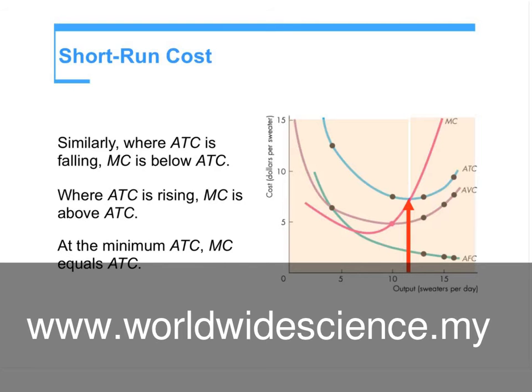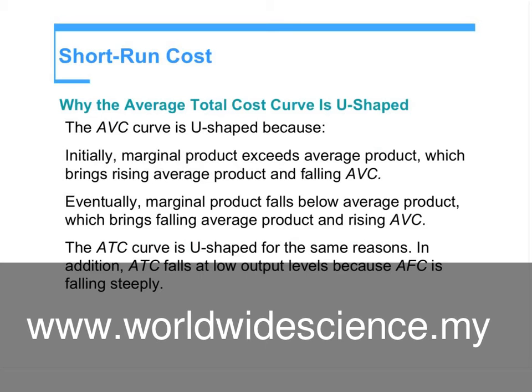And finally, the average total cost curve is U-shaped for the same reason. In addition, average total cost falls at low output levels because average fixed cost is falling steeply. Just to simplify, first of all, what is the average variable cost? It is the variable cost divided by the output, so we are counting the cost per unit. Because of the increase and decrease, first falling and then rising, it will give us a U-shaped curve.